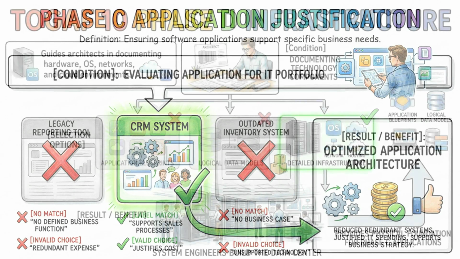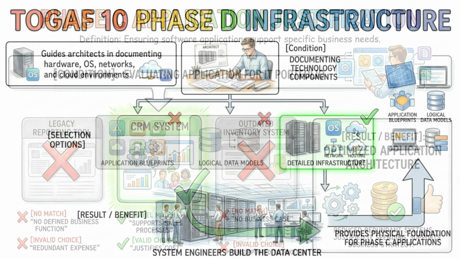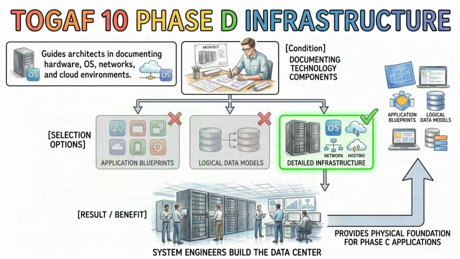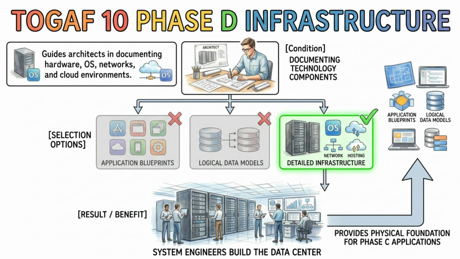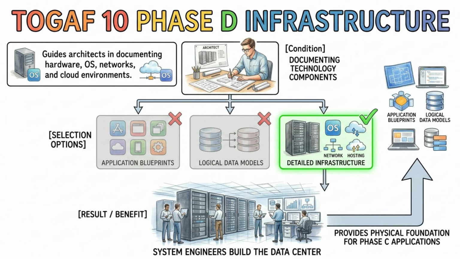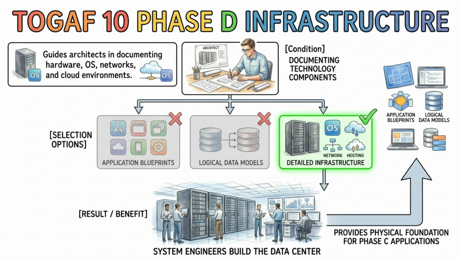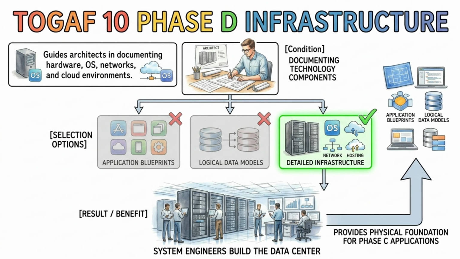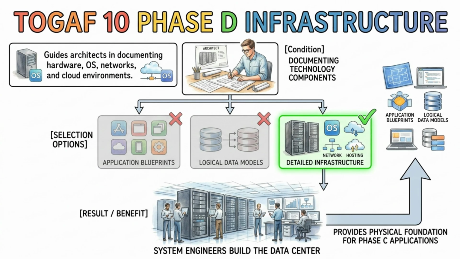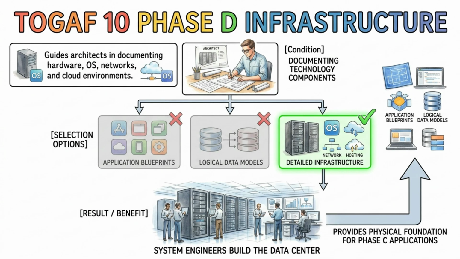During Phase D, the content framework focuses heavily on the physical and logical infrastructure components found in the technology architecture. The metamodel guides architects in documenting hardware nodes, operating systems, network topologies, and cloud hosting environments. The primary artifacts here are detailed technical diagrams that help system engineers understand exactly how to build and configure the target data centers. Exam questions often test your knowledge of how Phase D diagrams provide the physical foundation for the applications defined in Phase C.